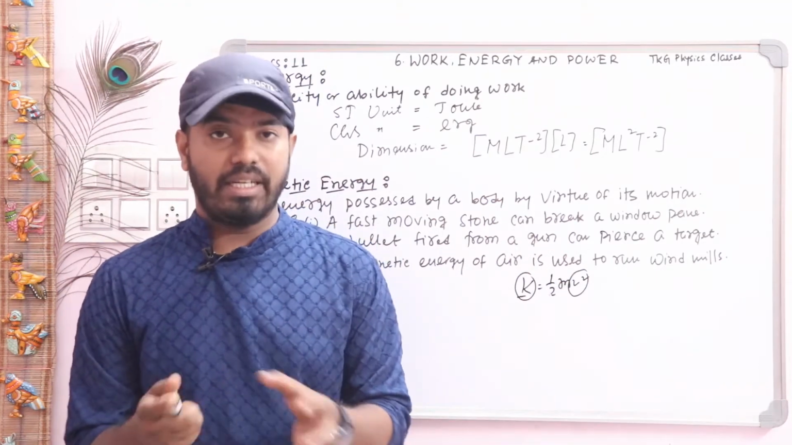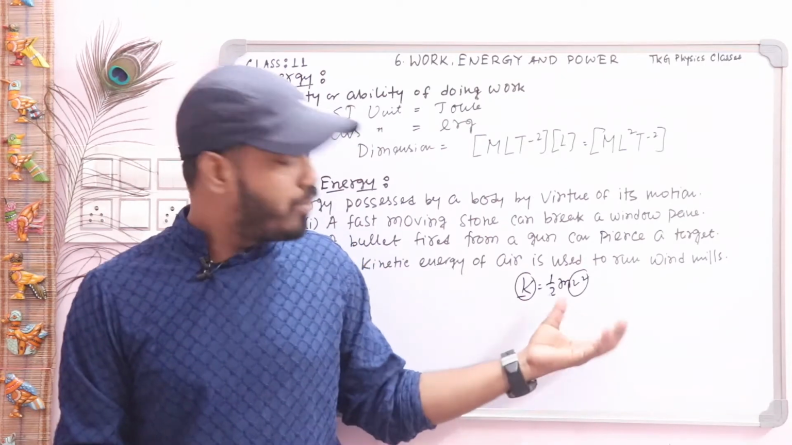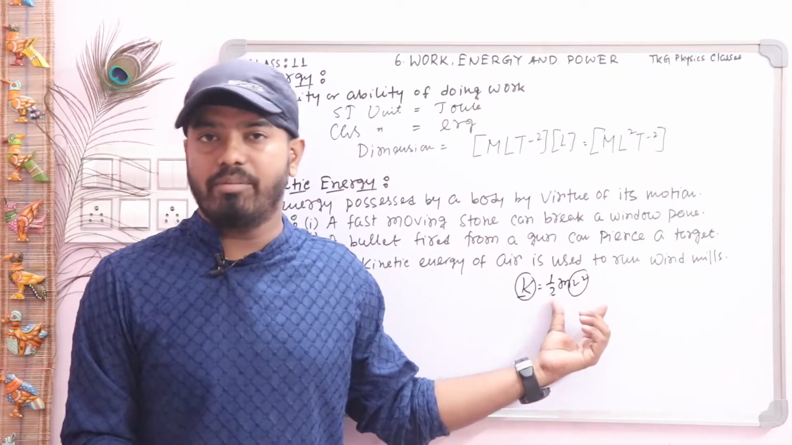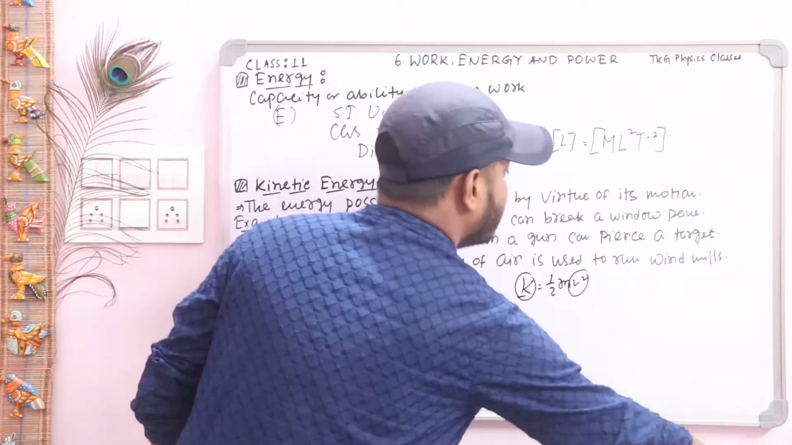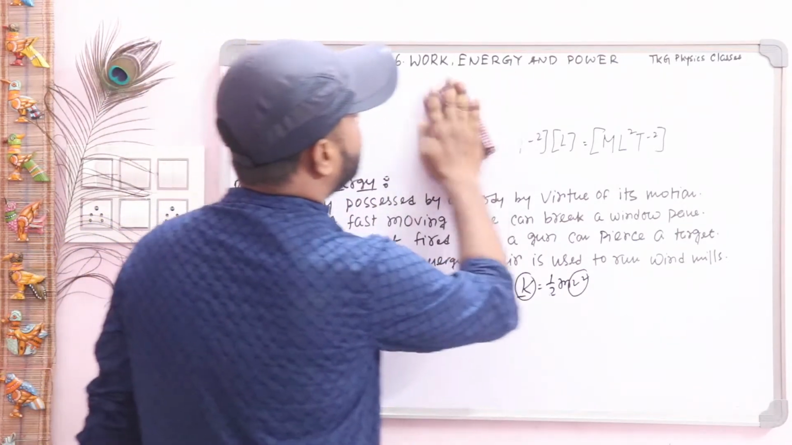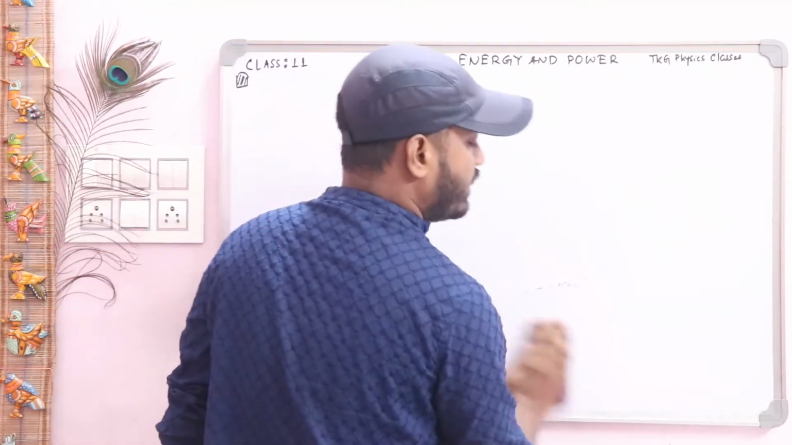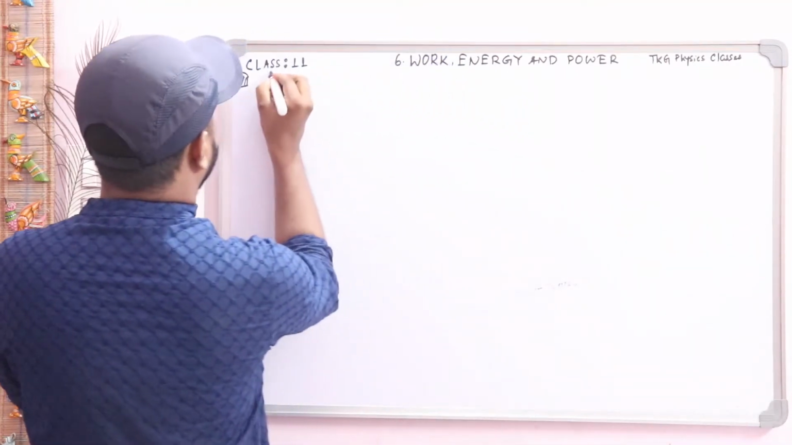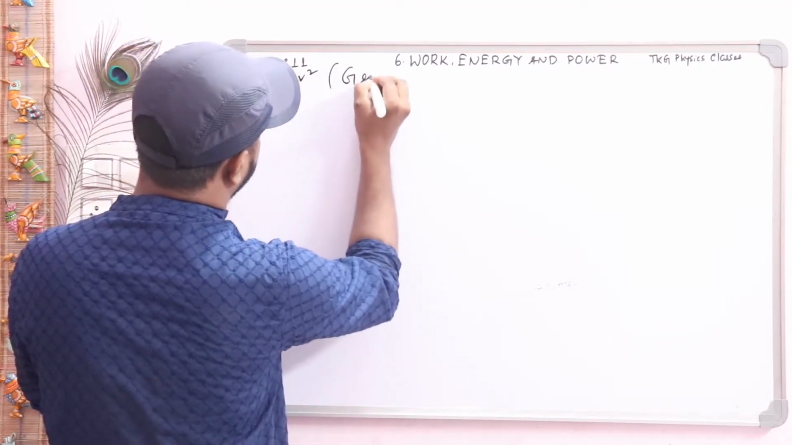Now the general expression of kinetic energy is half mv squared. Now we will prove this expression by the general method and the calculus method. Okay, prove it. So first give the heading: expression of kinetic energy, half mv squared, by the general method. So first point, we will prove half mv squared by the general method.